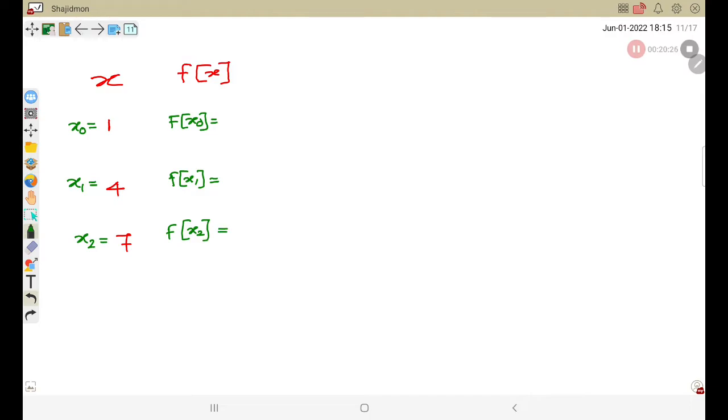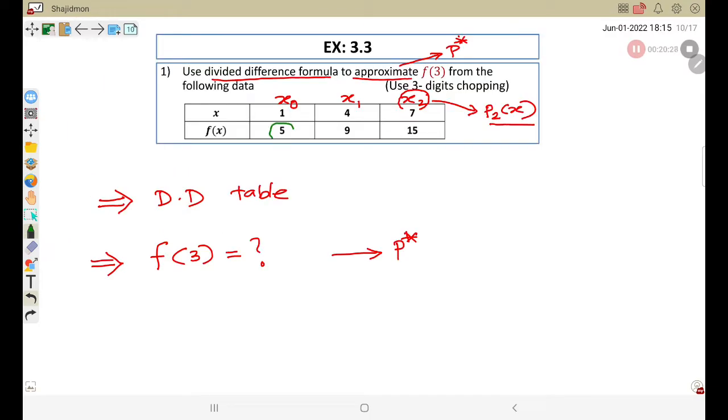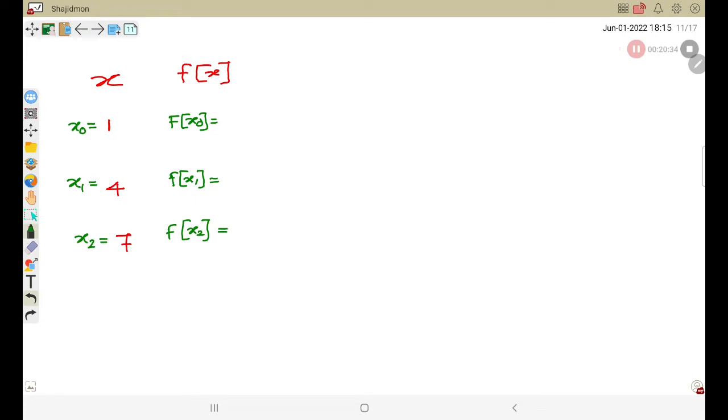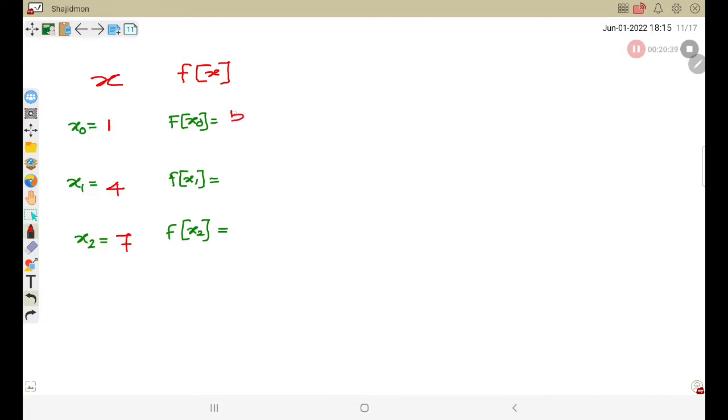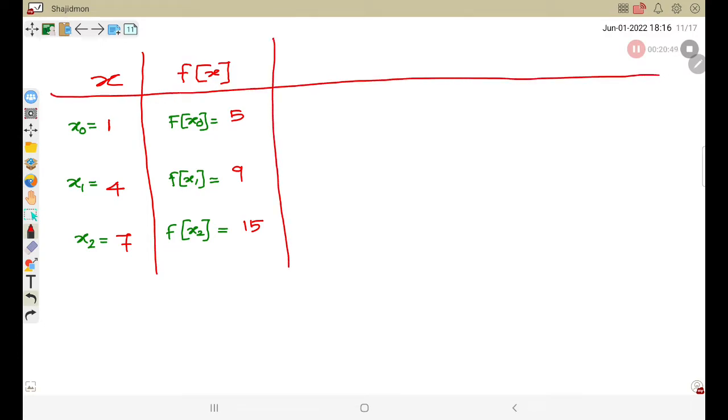What are the numbers? The y numbers: f of x0 is 5, f of x1 is 9, f of x2 is 15. So we can write here 5, 9 and 15. The x numbers we wrote, the y numbers or f of x values we wrote. Now we need to go to the calculation.